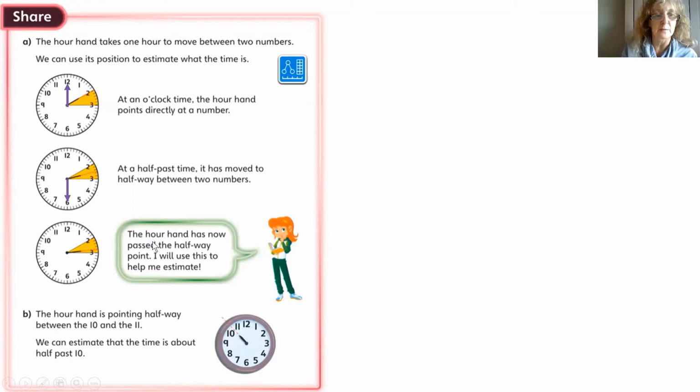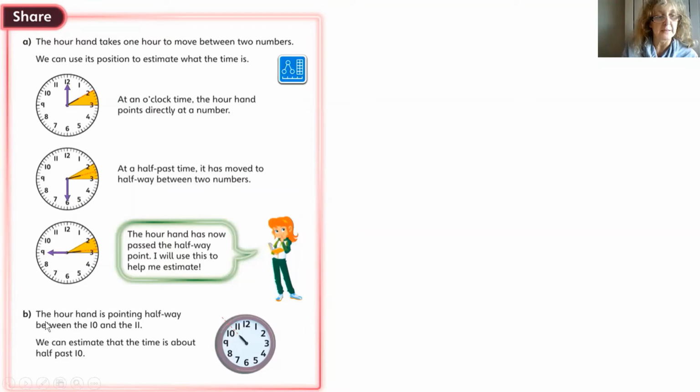Now if you look at this, wow, this is a tricky one, because if you look at the hour hand now, it's not halfway between and it's not on 3. Can we see? So it's not 3 o'clock yet. Remember, we're estimating now. So let's have a look. Yeah, did you get that right? It is 2:45. Remember, estimating.